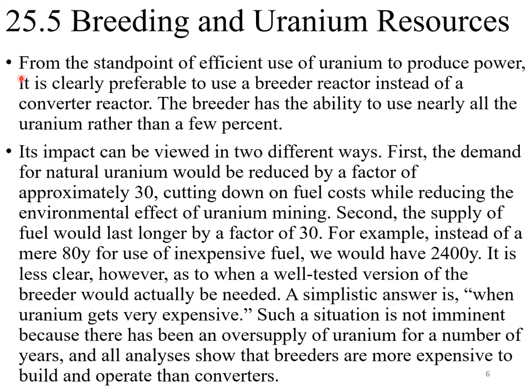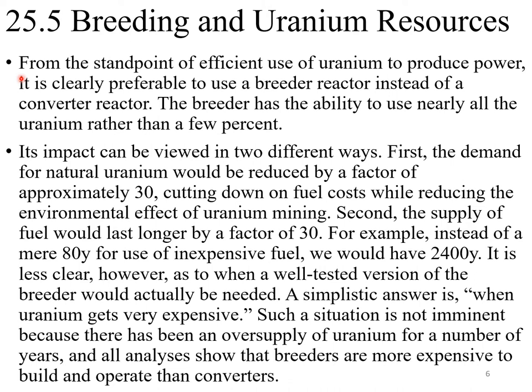From the standpoint of efficient use of uranium to produce power, it is clearly preferable to use a breeder reactor instead of a converter reactor. The breeder has the ability to use nearly all the uranium rather than a few percent, because we can also use the uranium-238, not just the uranium-235.